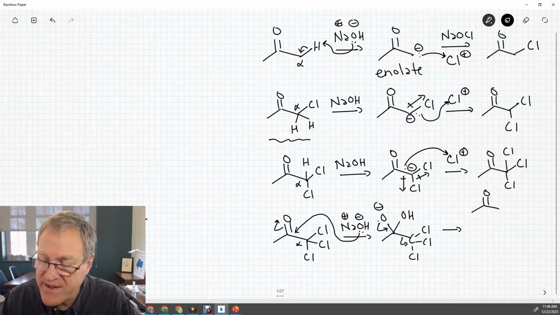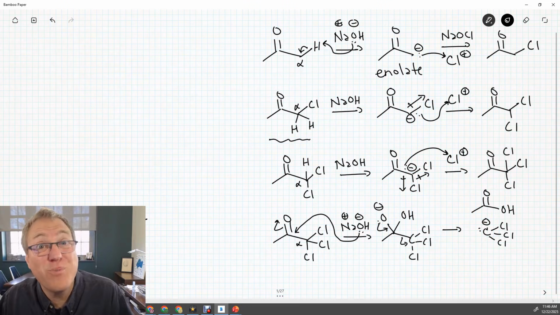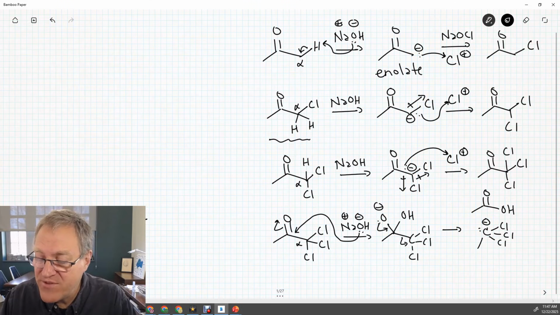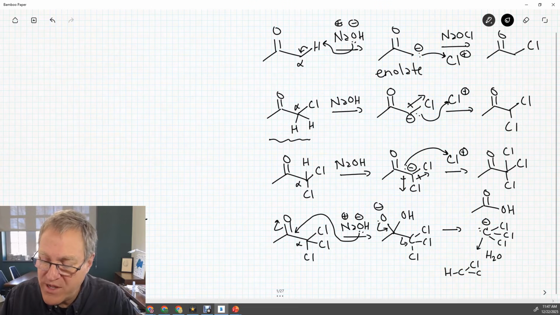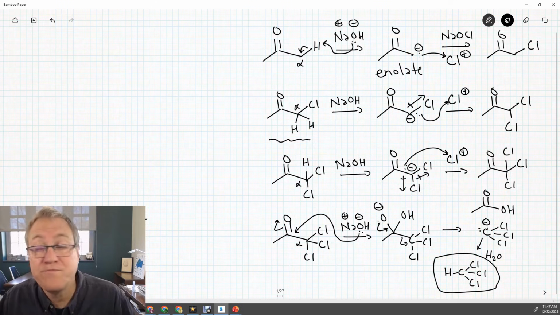Now that's going to form acetic acid plus this carbanion. Now, normally you can't make carbanions like this, but this is special because it has all those attached chlorines that stabilize that negative charge. If this does form, it will react with the water in the solution. It will be protonated, and it will form our final product. And our final product here is chloroform.